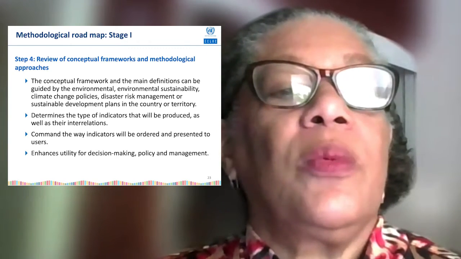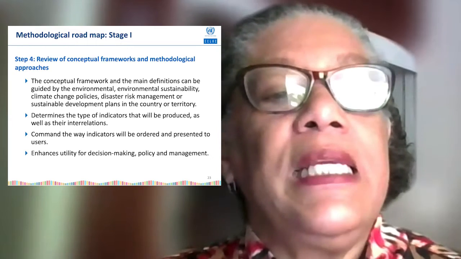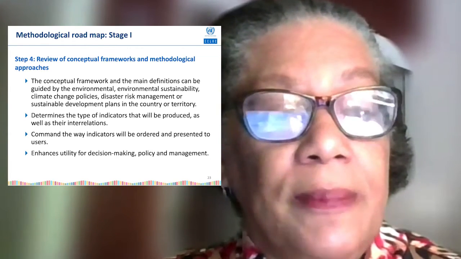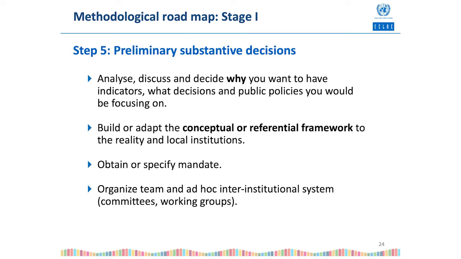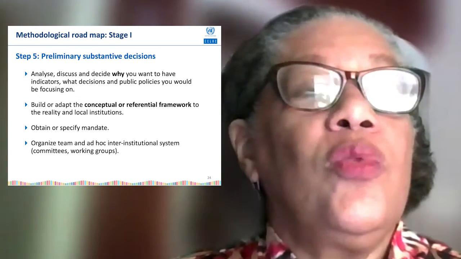These frameworks and definitions would determine the type of indicators that will be produced, as well as any interrelations between these indicators, and it will command the way the indicators are ordered and presented to the users. This would help with the decision-making, policy, and management of indicators. Step 5 is preliminary substantive decisions would be made so that you can analyze, discuss, and decide why these indicators are wanted in the country, any decisions and public policies that we should be focusing on to decide which indicators to build. And then we would build or adapt any conceptual or referential framework to any local institutions and the needs of the country.